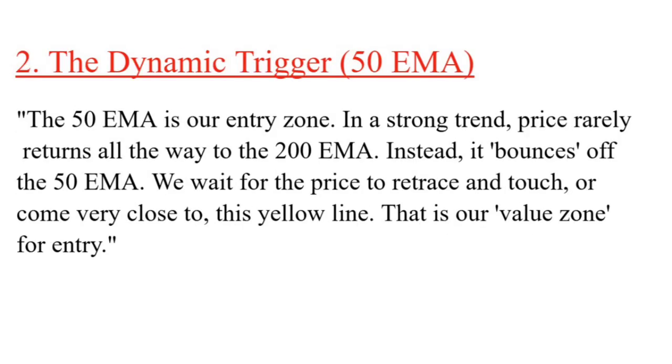2. The dynamic trigger, 50 EMA. The 50 EMA is our entry zone. In a strong trend, price rarely returns all the way to the 200 EMA. Instead, it bounces off the 50 EMA. We wait for the price to retrace and touch, or come very close to, this yellow line. That is our value zone for entry.